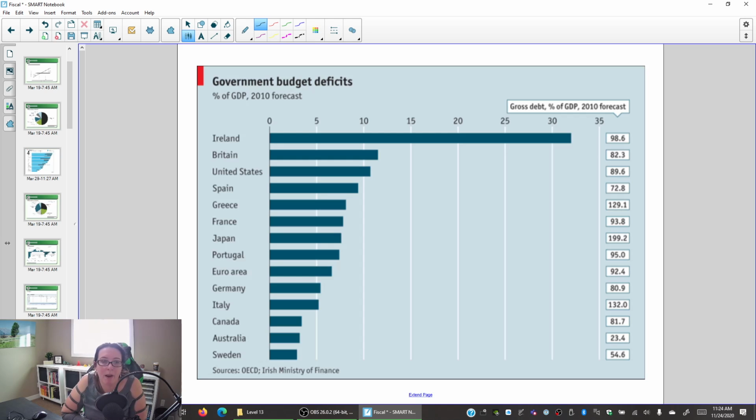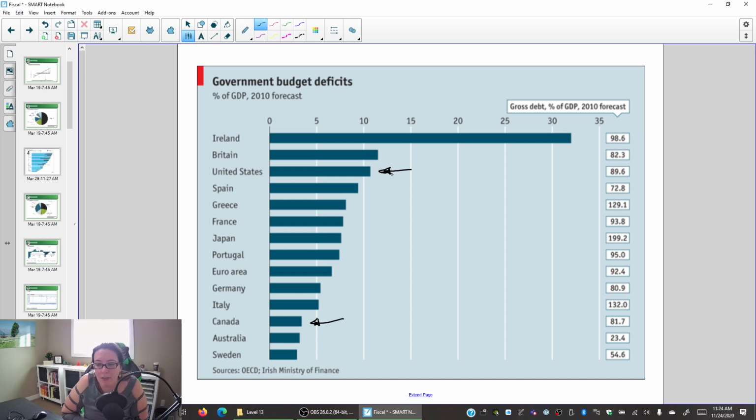Well, how do we compare to other countries? This is 2010. And so remember there was a recession, 2008, 2009. You can see here's Canada in terms of our budget deficit at the time. Here's the US in terms of their budget deficit at the time. And notice Ireland. What is going on with Ireland?